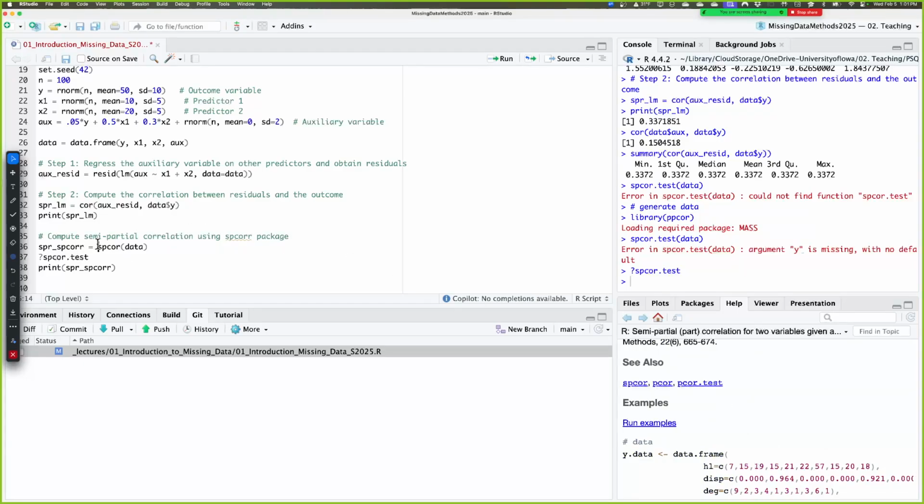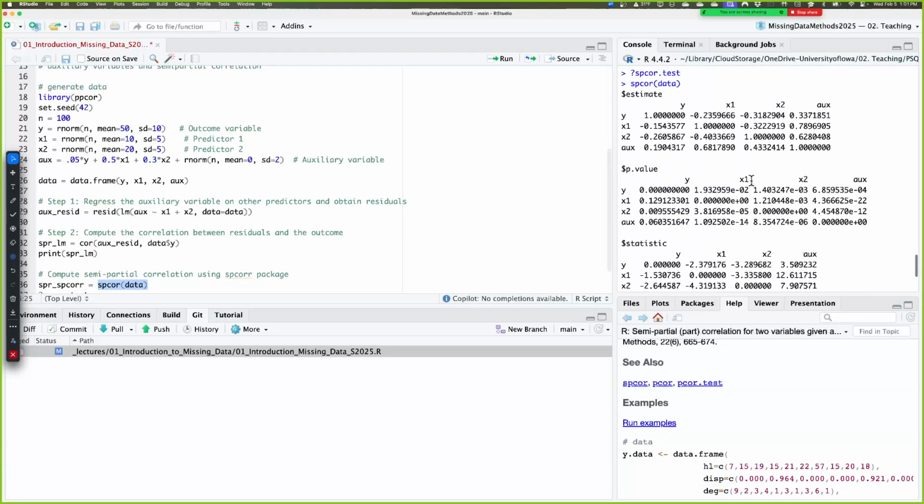I will tell you the sp_core function by itself does give you this same result, but it does it for all combinations of variables, right? So you'd say this is the semi-partial correlation of x1 and y controlling for x2 and auxiliary. So it sort of gives you all of it plus the p-value as well. So I'd like to say both give you the same information. One is more direct, like to your specific situation. One is more here's all the variables themselves. Does that help, JC? Thank you.